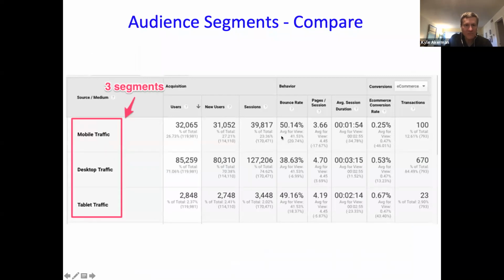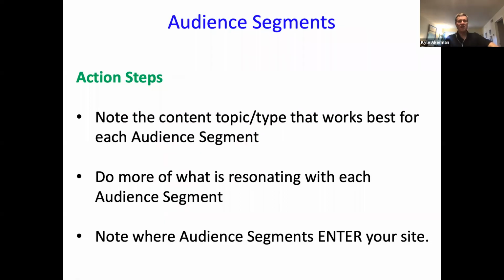I'm trying to think if anything jumps out here. Well, so here the desktop traffic spends more. They're almost 4.7 pages per visit, whereas mobile's only 3.6. So you can start to see behavior differences here. So with regards to segments, your action steps here are, note the content topic or type that is working best for each segment, because they could be different. And you want to then do more of what's working for each particular segment.